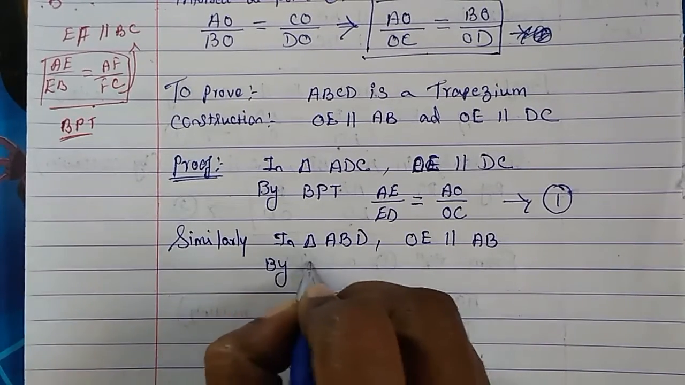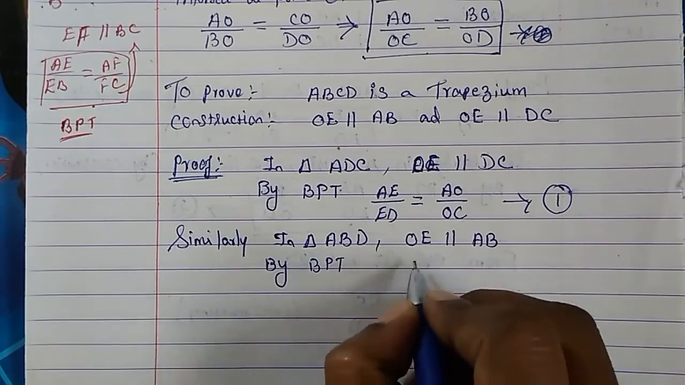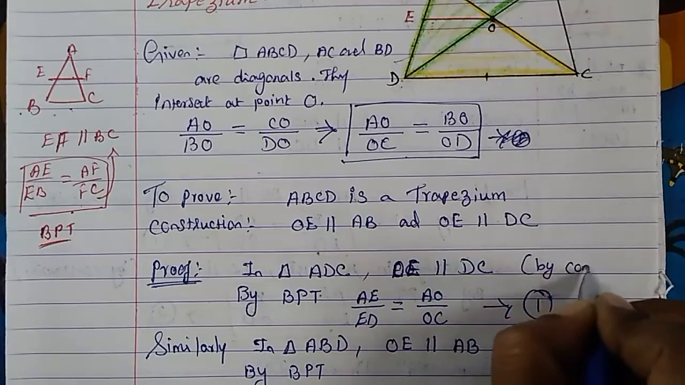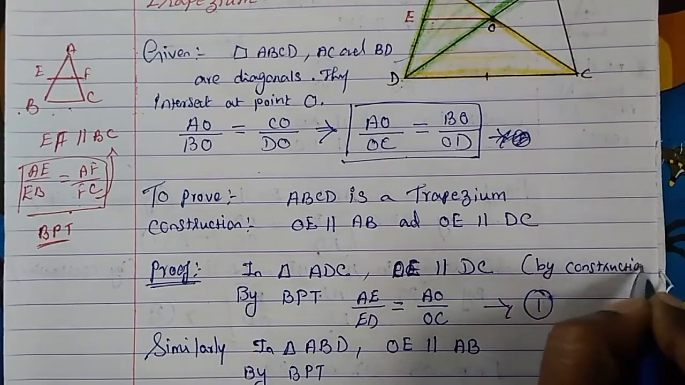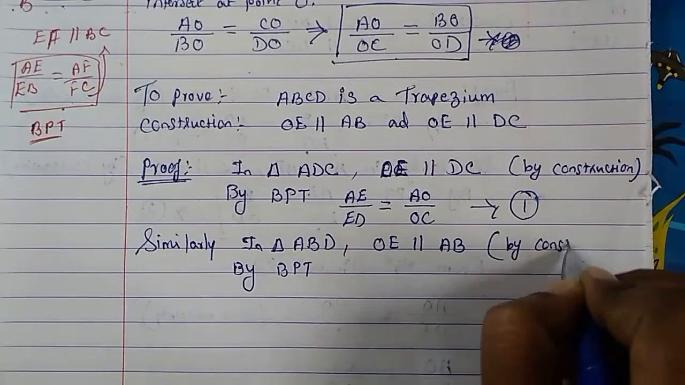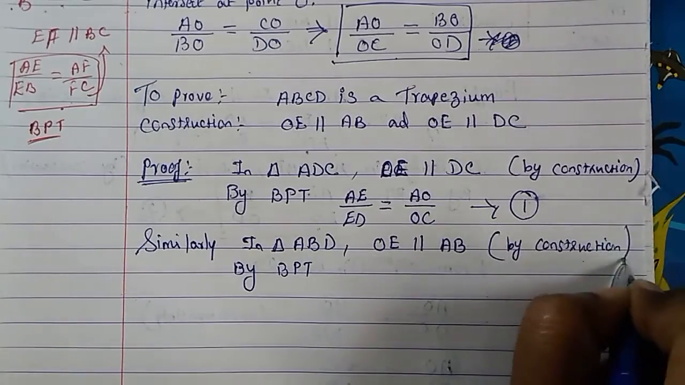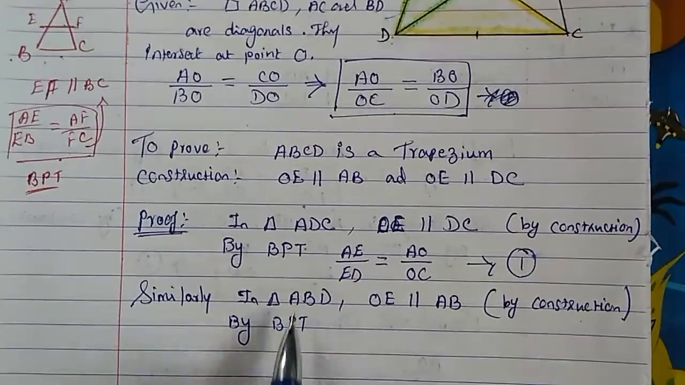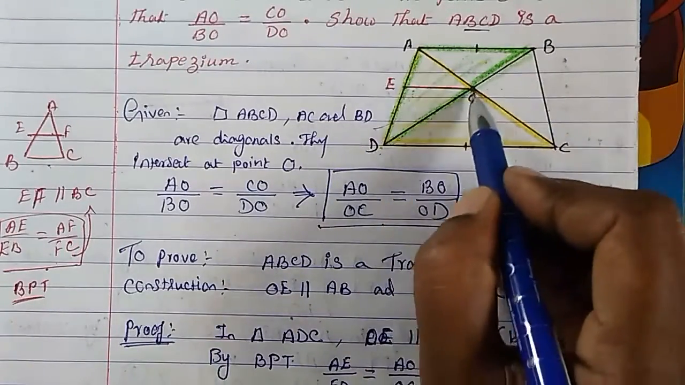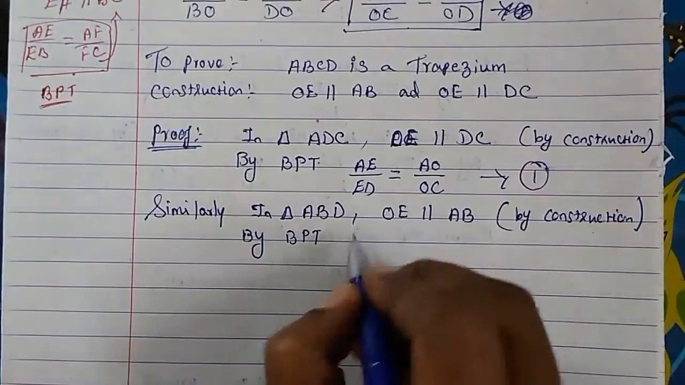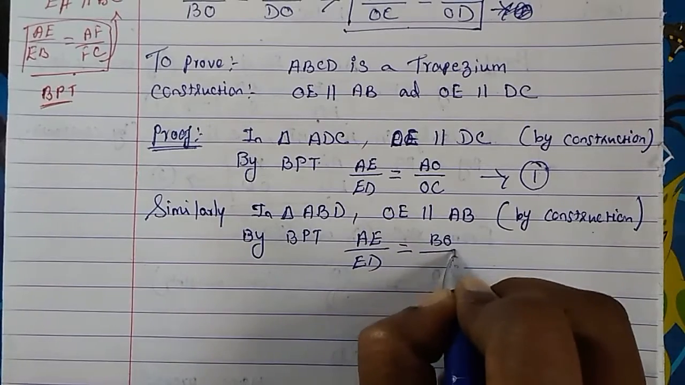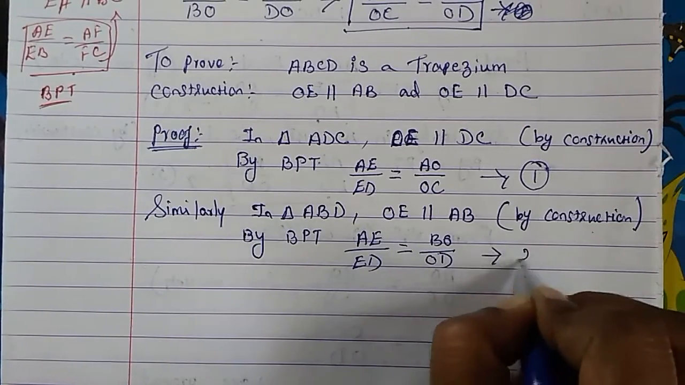OE is parallel to AB. So by BPT we can say, by the way, this is parallel to this by construction. We have constructed, right? So you have to give the reason for how you can say it is parallel. Okay, so by construction. By the BPT theorem, we can say that AE upon ED is equal to BO upon OD. This is our equation 2.